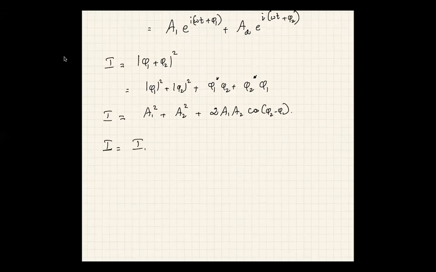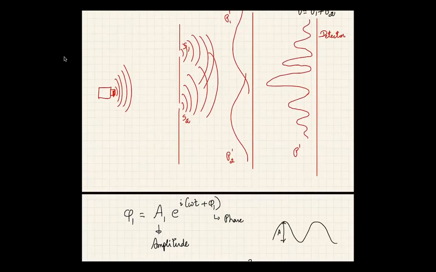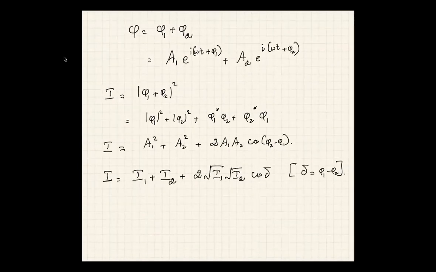So the intensity of the combined wave I is equal to the intensity of the first plus the intensity of the second plus 2 times the square root of the intensity of the first times the intensity of the second times cosine delta, which is the phase difference between the two waves. And it is this phase difference that causes this weird or beautiful or strange looking phenomenon called interference, because this term can cause the entire thing to either be pushed up or pushed down.